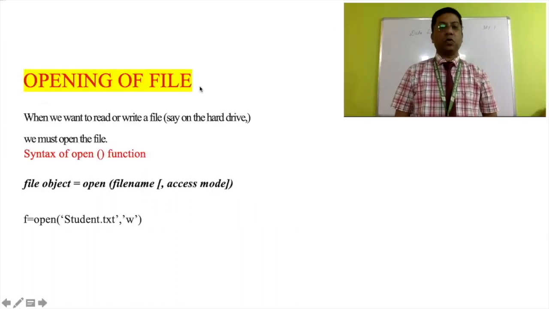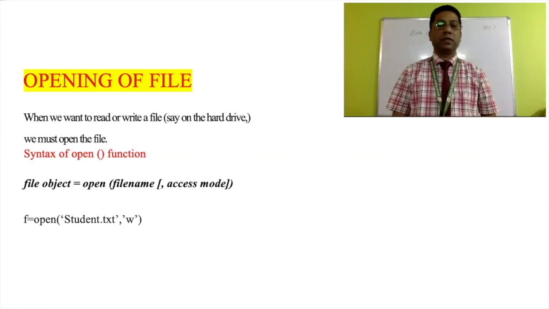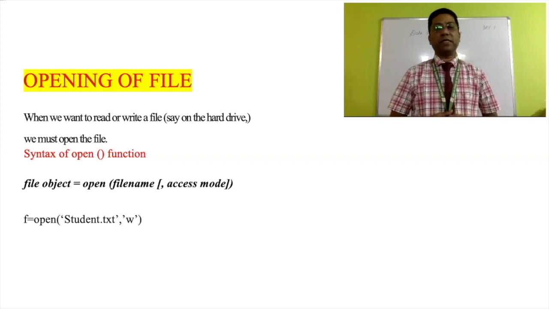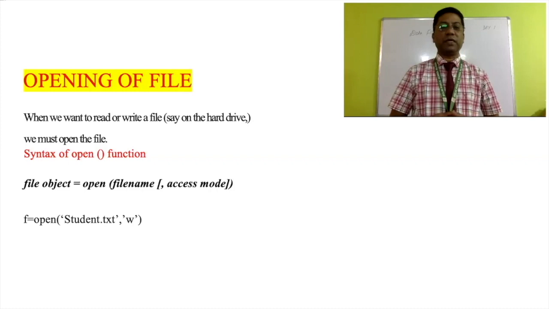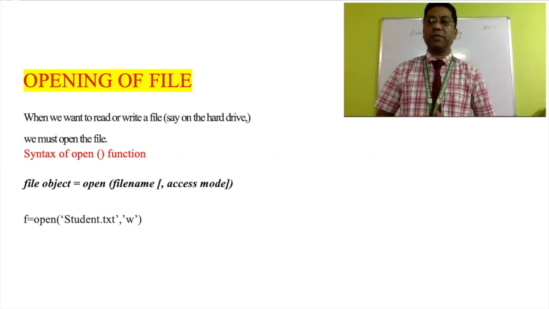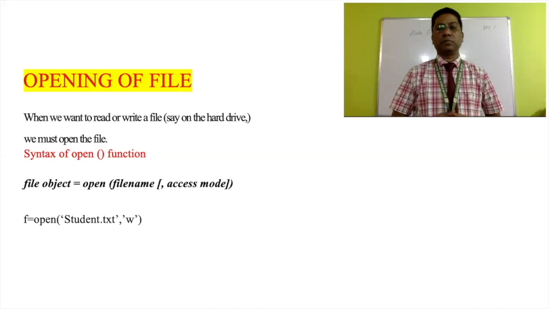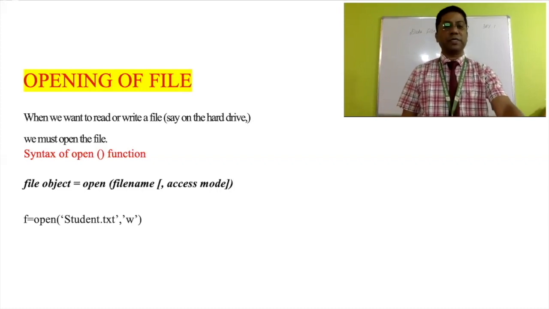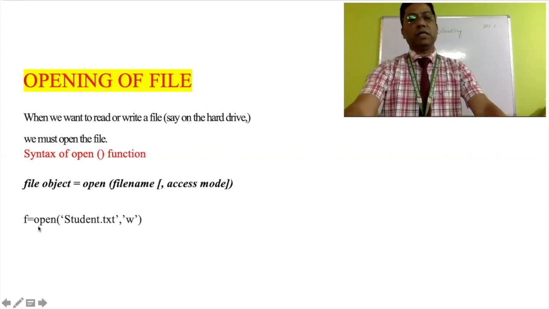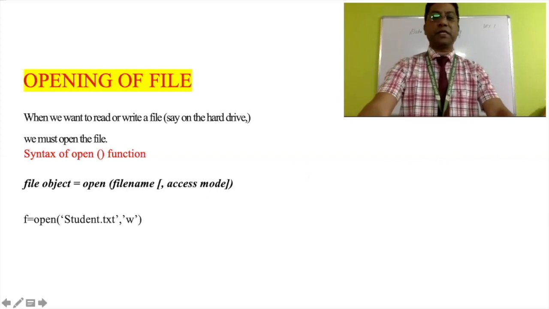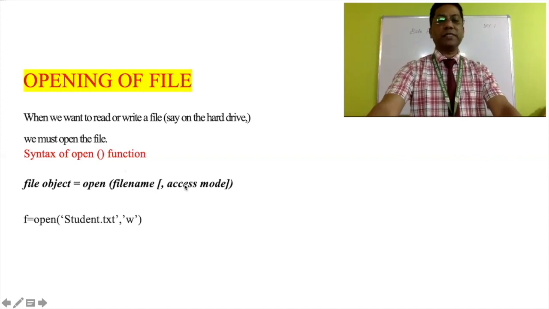Now let me tell you how to open a file by writing a Python program. To open a file, you need to use the inbuilt function open. When you want to read or write a file, say on the hard disk, you must open the file, and for that purpose you have to use the inbuilt function open. Now the syntax to open a file is file object equals open, and then within the brackets you need to specify two parameters: one is the name of the file, second one is the access mode.